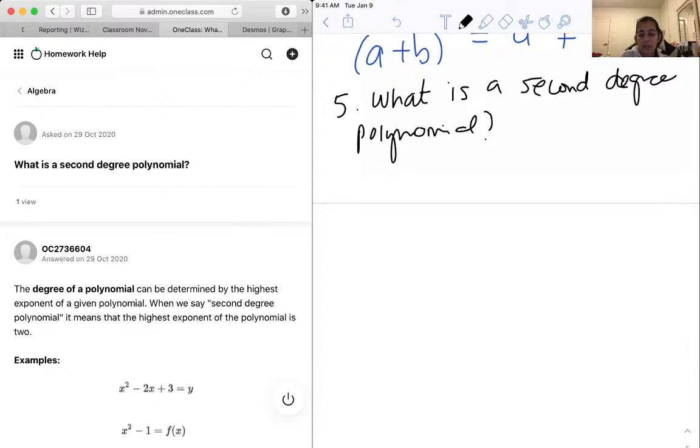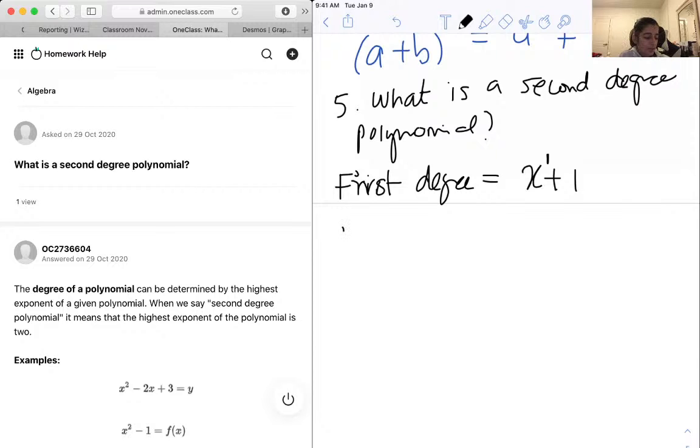So a second degree polynomial, we can say that, for example, x squared plus 2 is a second degree polynomial. A first degree polynomial would be one where the exponent is 1, maybe like x plus 1, because we know the exponent over here is 1.